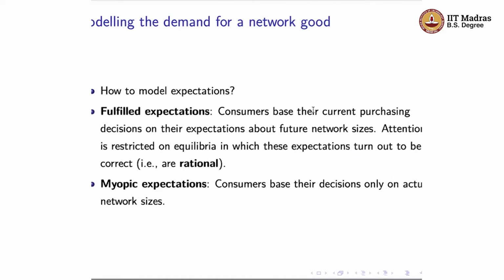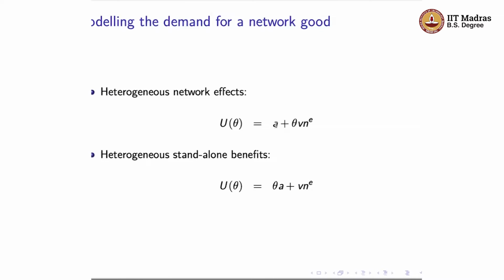But you could have also done it the other way around. You could have a case where the standalone benefits are the same for all the consumers, right? But the network effects are different for different consumers, right? So again, two different consumers with two different values of theta will, in this example, have two different network effects, because the network effect part, which is V multiplied by the number of expected people, is multiplied by theta. So if you have different values of theta, then you are going to have different values of the network effect. But the standalone benefit, which is this A, does not depend on theta, and therefore that is the same for all the consumers.